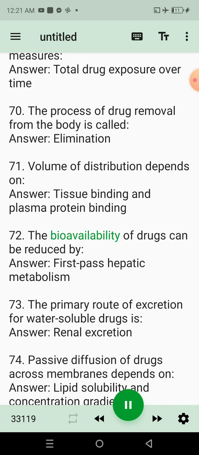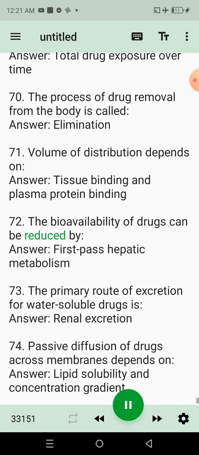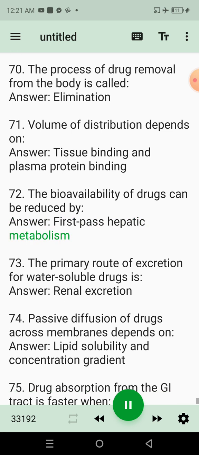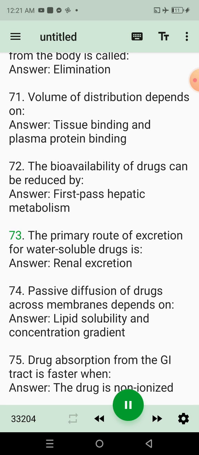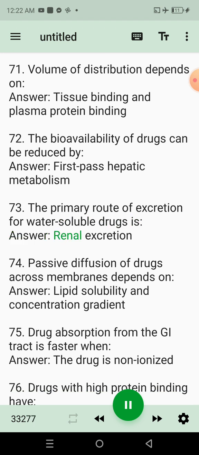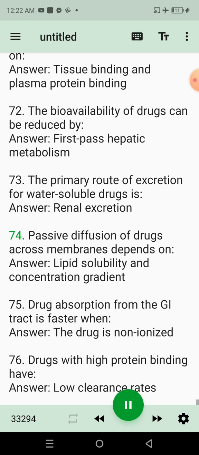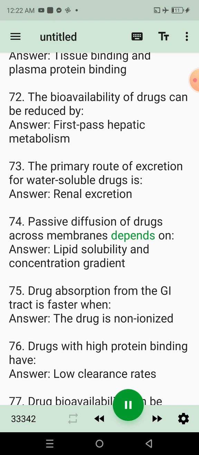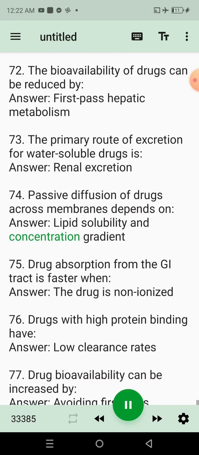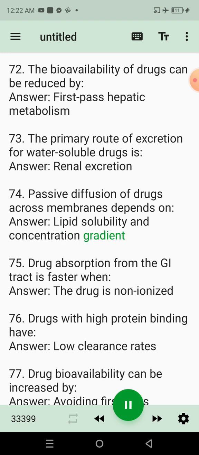72. The bioavailability of drugs can be reduced by? Answer: First pass hepatic metabolism. 73. The primary route of excretion for water-soluble drugs is? Answer: Renal excretion. 74. Passive diffusion of drugs across membranes depends on? Answer: Lipid solubility and concentration gradient.